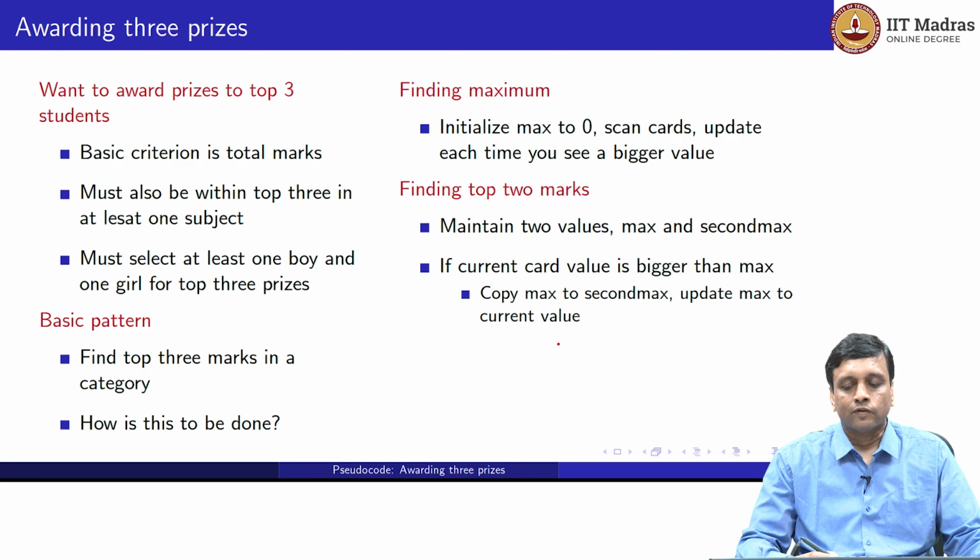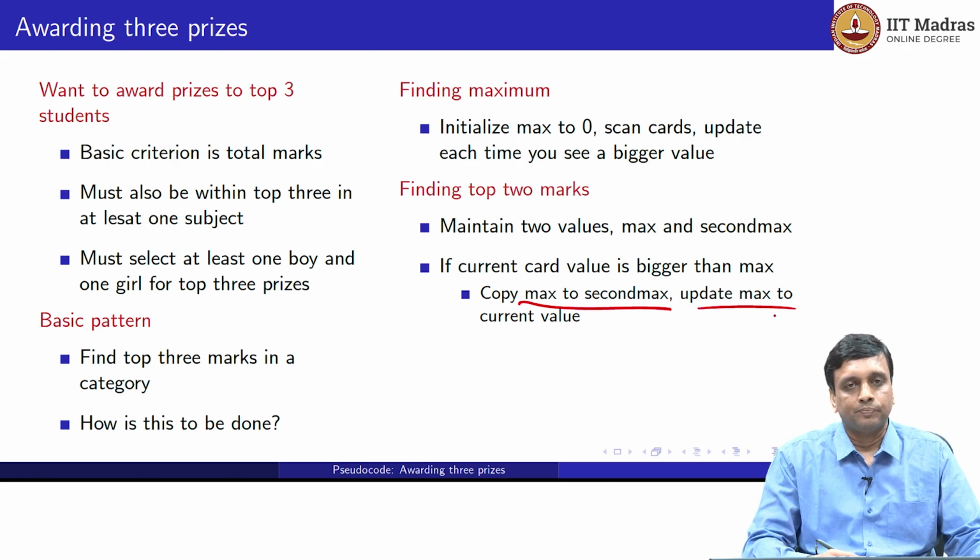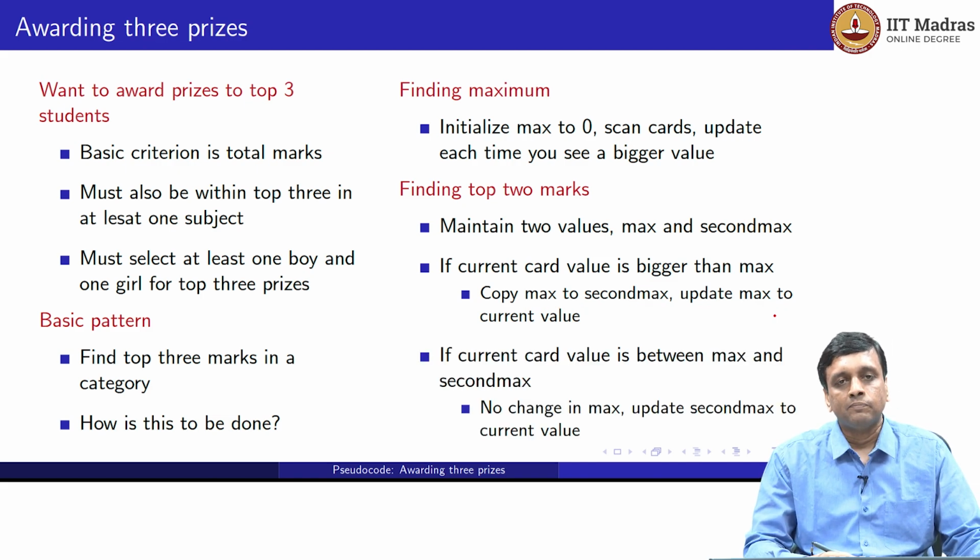We have to do them a little carefully. If the current value is bigger than the maximum, then before we overwrite the maximum, before we copy the value of the current card into the maximum, we have to remember that the maximum now becomes the second maximum. So we first copy the maximum value to the second maximum variable, and only then do we update the maximum. This is the first kind of update, where the new card is bigger than anything we have seen before. The other situation is when the new card comes in between. In this case, the maximum doesn't change, and we just replace the second maximum as we would have done when we are keeping track of only one value.